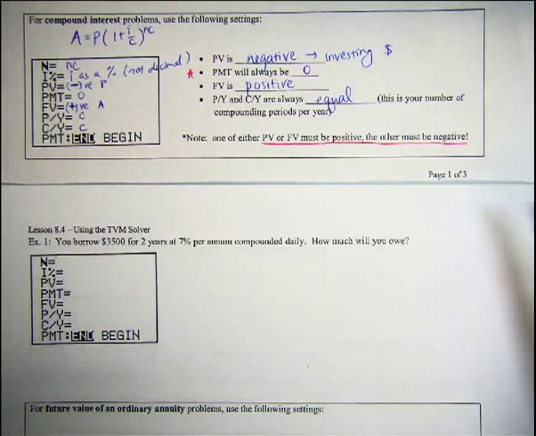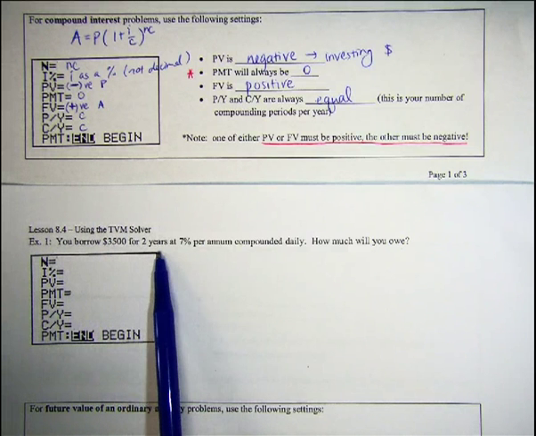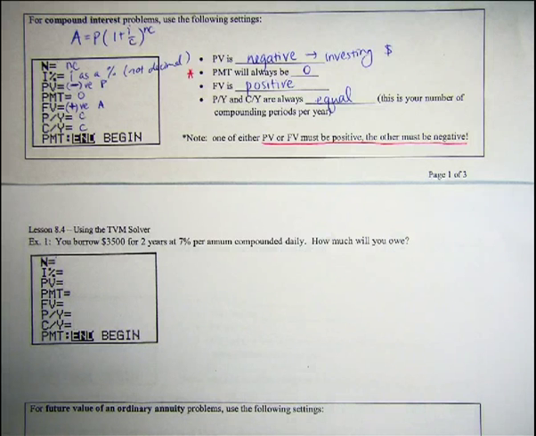All right, I'm at the bottom of page 1 / top of page 2. So in the first example, you borrowed $3,500 for 2 years at 7% per annum compounded daily. How much will you owe? Okay, so when I said before that present value is going to be negative, it does depend on the scenario.